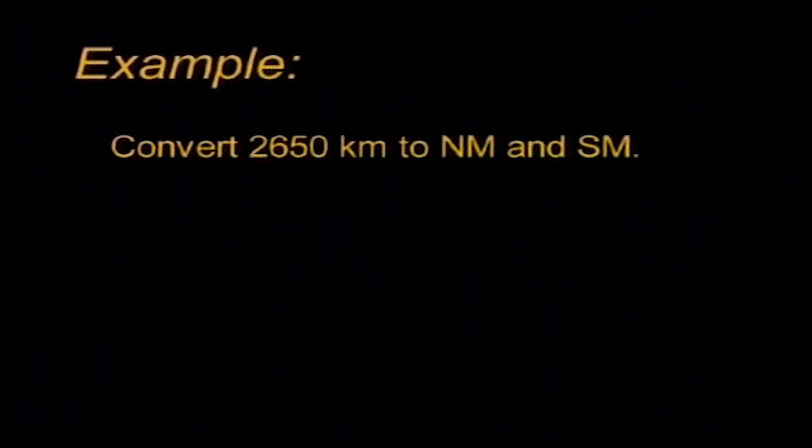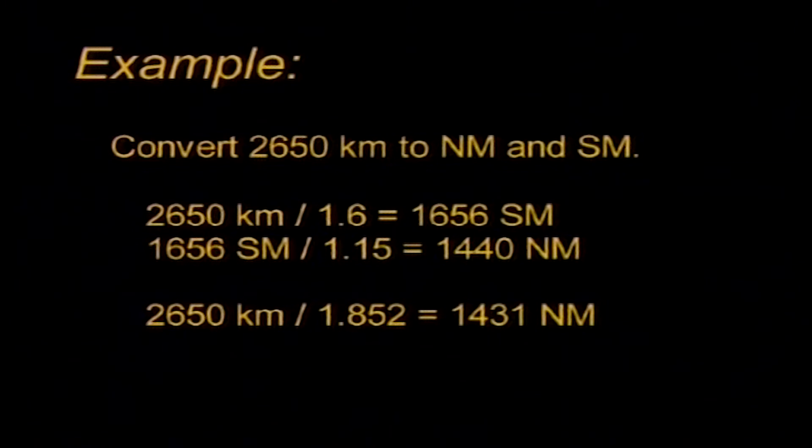Let's convert 2650 kilometres to nautical miles and to statute miles. Using a calculator, 2650 divided by 1.6 equals 1656 statute miles. 1656 divided by 1.15 equals 1440 nautical miles. 2650 kilometres may be directly and more accurately converted to nautical miles by dividing by 1.852 to give 1431 nautical miles.